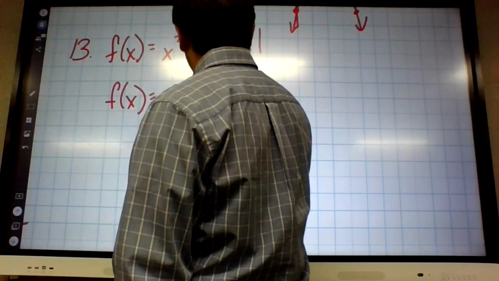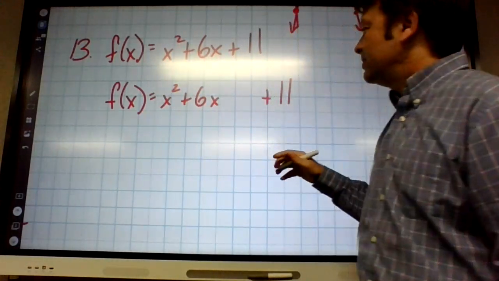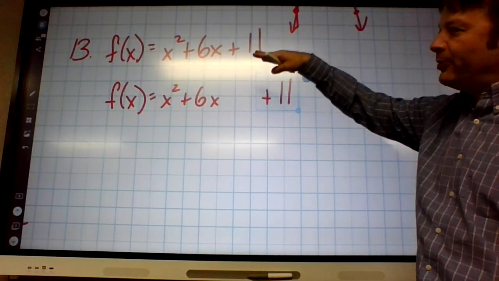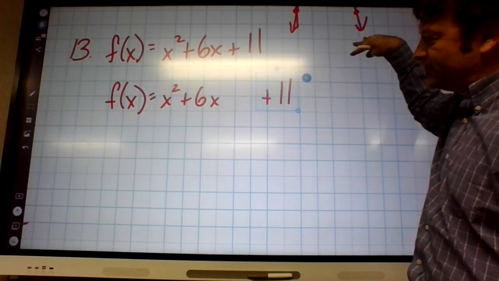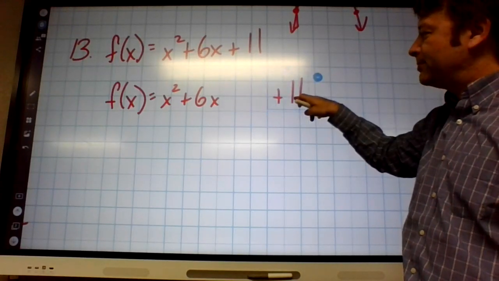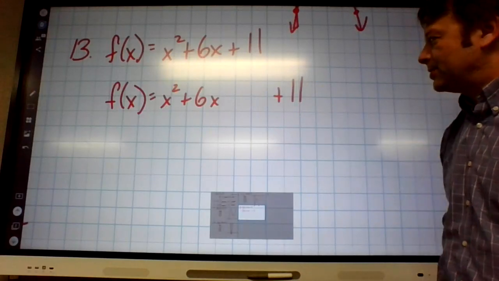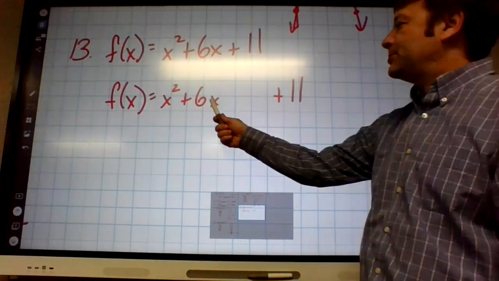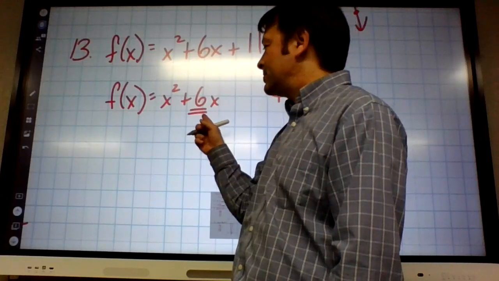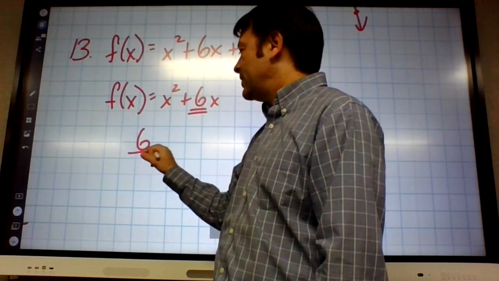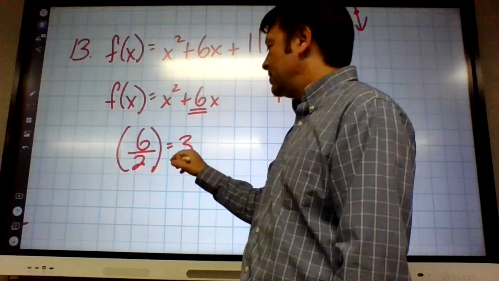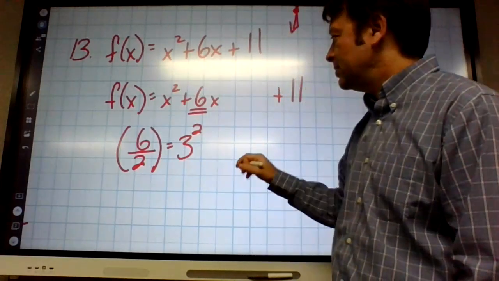Kind of the first step is you push this plus 11 over. On completing the square, we put it on the other side of the equals. There is no equals out here, but we're just going to scooch that down. Okay, it's what Eli said. You take the number in front of the x, divided by 2, which is 3, and then you square that.